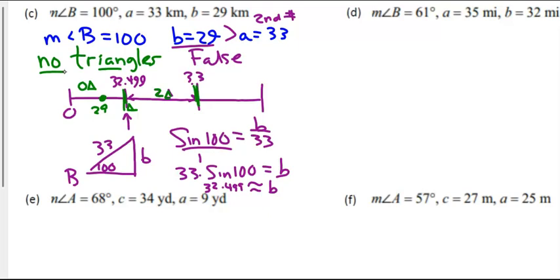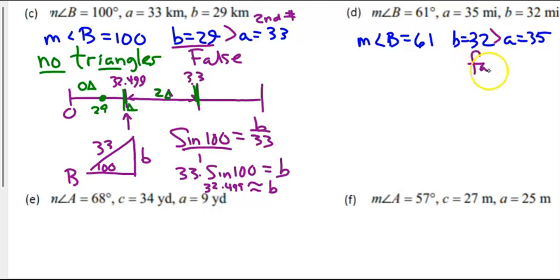In problem 4, you need to rearrange. The measurement of angle B is 61 degrees, B is 32, A is 35. The first step is to see if B is bigger than A, which is not, so it's false. That means, in terms of our number line, 35 is our second number, and the 32 is going to fall to the left of the 35.